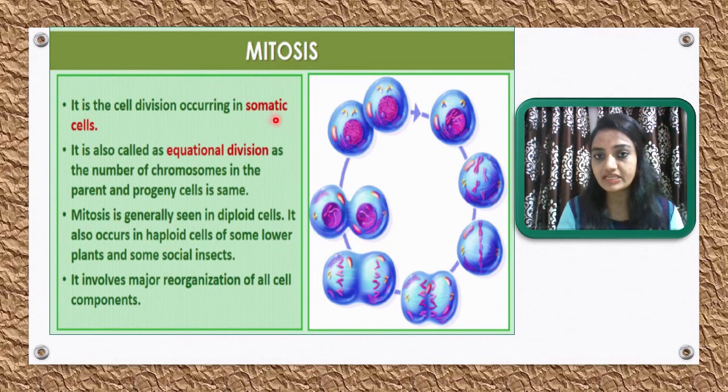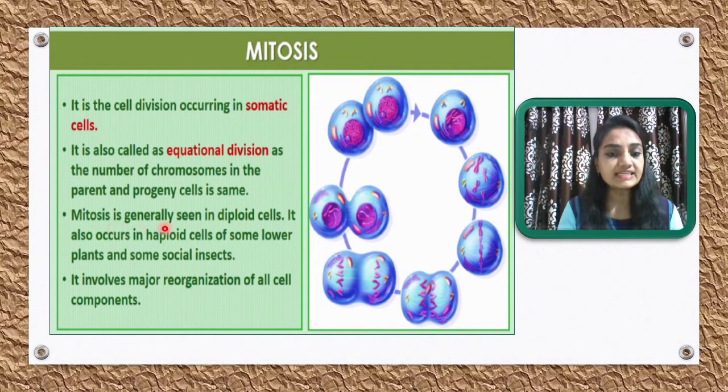Now you are very clear about what a somatic cell is and what gametes are. It is also called equational division. Why is it called equational division? Because the same number of chromosomes will be found in the daughter cell. If you compare the parent cell and daughter cell, both cells will have the same number of chromosomes, and that is why it is called equational division, as the number of chromosomes in the parent and progeny cells is the same.